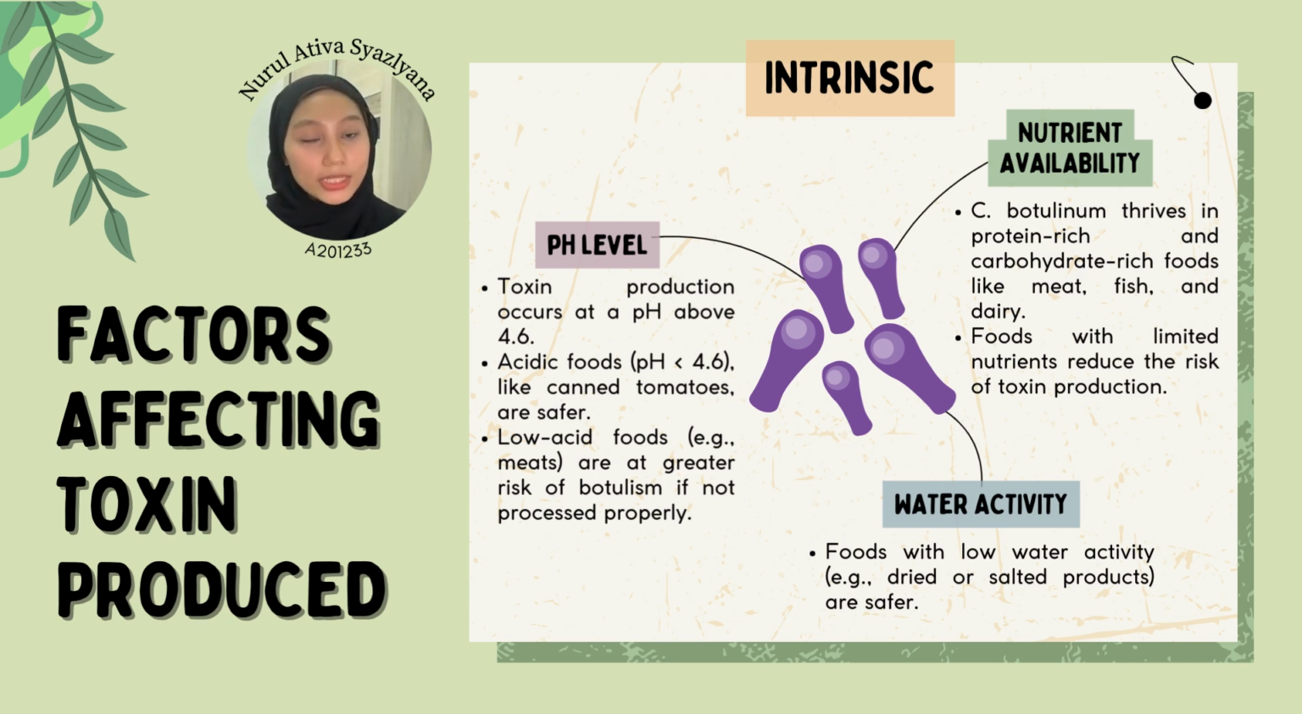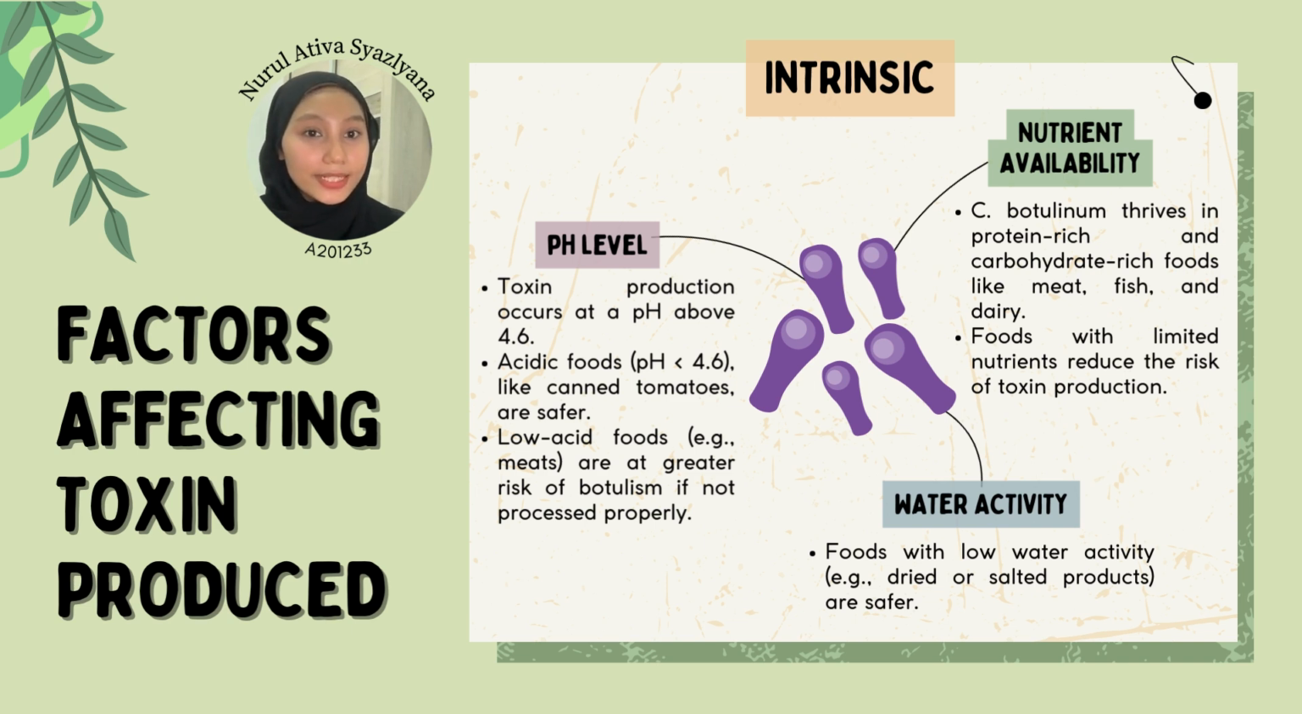Next is nutrient availability. Clostridium botulinum thrives in food rich in protein and carbohydrate such as meat, fish, and dairy products. This nutrient-rich food provides the ideal condition for the bacteria to grow and produce toxins.